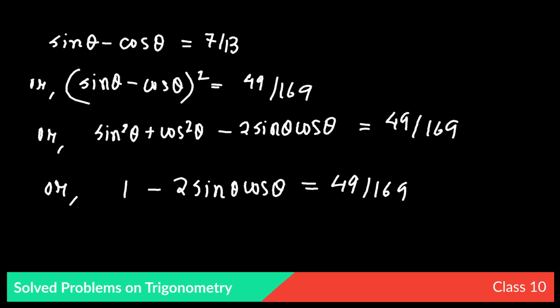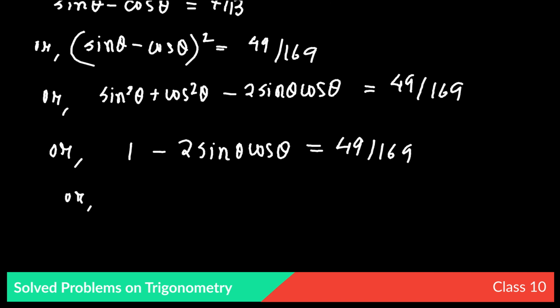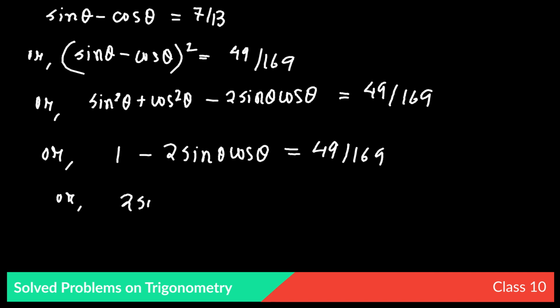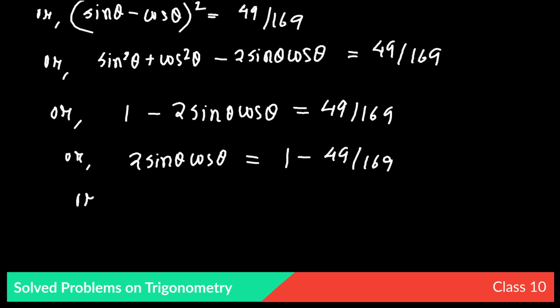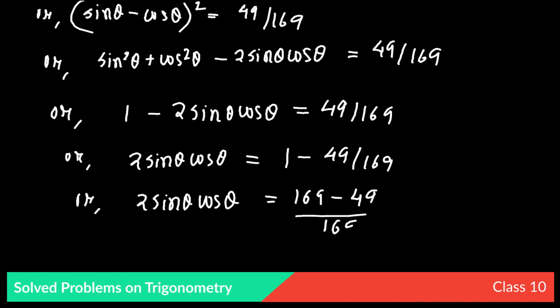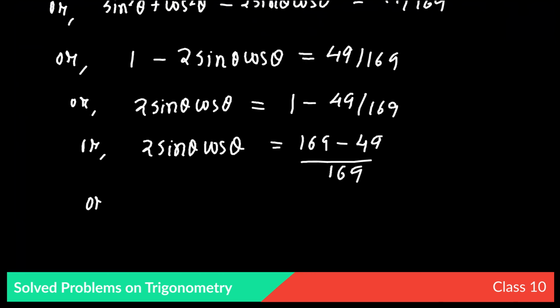Sine square theta plus cos square theta is 1, minus 2 sine theta cos theta is equal to 49 by 169. So from this we can write that the value of 2 sine theta cos theta is 1 minus 49 by 169. So 2 sine theta cos theta equals 169 minus 49 by 169. So 2 sine theta cos theta is 120 by 169.